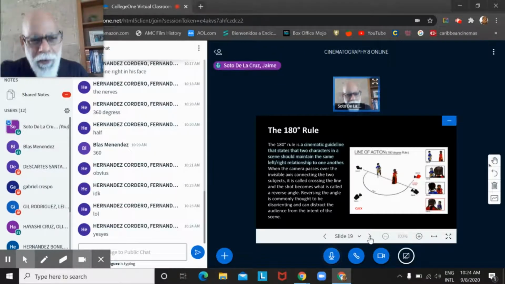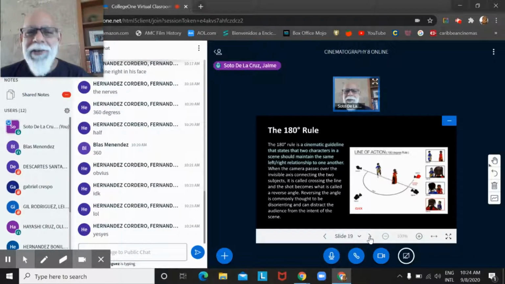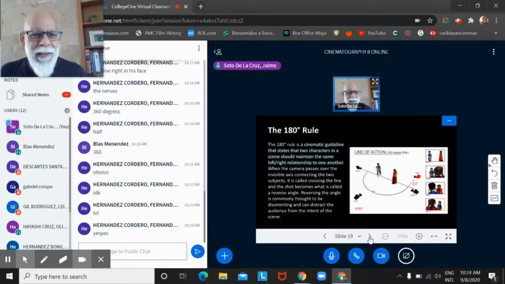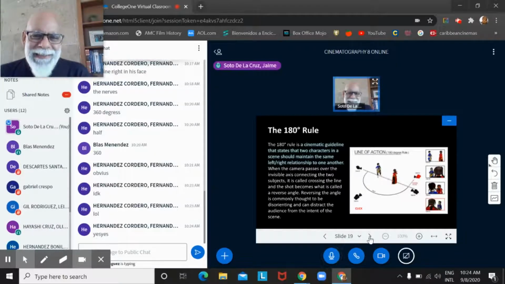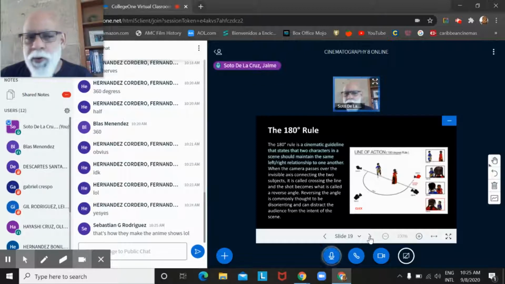If I cross over and move to the other side, it's confusing to the viewer because the person they were seeing at the right side is now going to be at the left side, and people are going to go like, wait a minute, did this guy move, or wasn't he supposed to be at the other side? And that creates confusion. This is specifically true in action scenes. When you're showing two guys fighting or jumping or people running, you have to be careful of not breaking this rule too much.